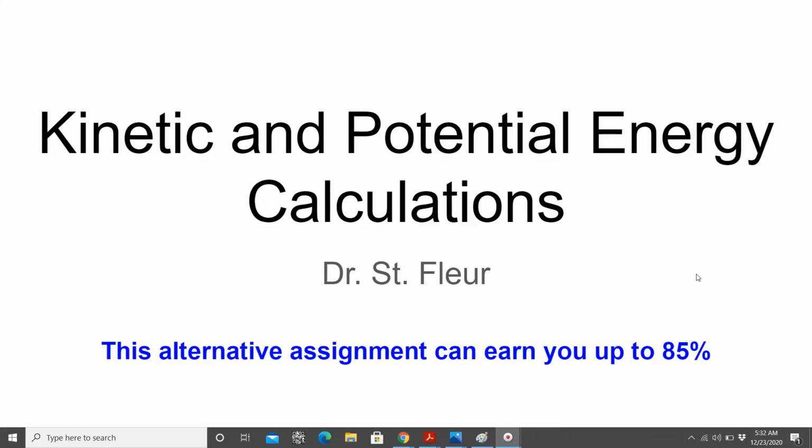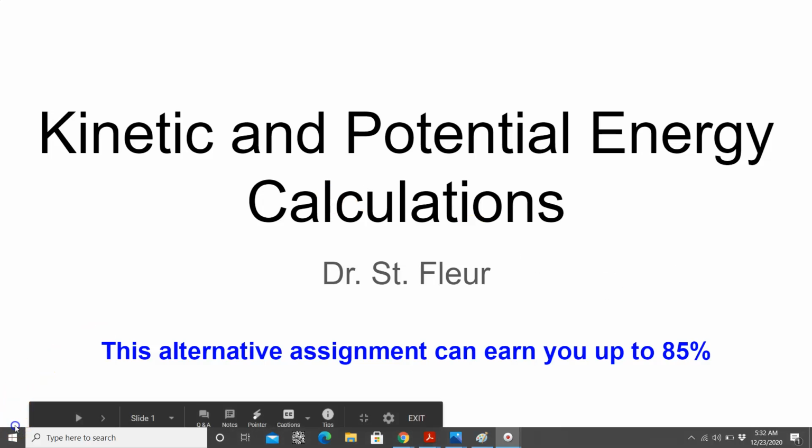This assignment you can complete and submit instead of the kinetic and potential energy calculations exit ticket or assessment that's in Schoology. Because this assignment has fewer questions, you can only earn up to 85% if you complete this correctly. So let's go over some of the instructions for this assignment.